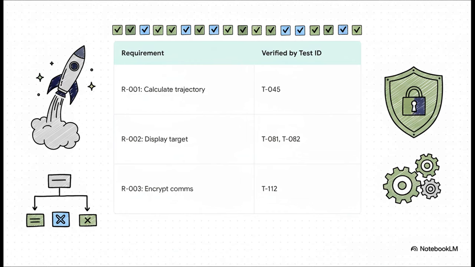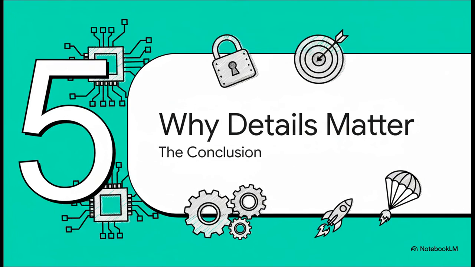What you're seeing here is a simple version. On one side, you've got every single requirement the software has to meet. And on the other, you have the unique ID of the specific test or tests that were designed to prove it. This creates a completely unbroken chain of evidence from the requirement all the way to the proof. It's the ultimate accountability check. So after going through all these layers of detail, the environment, the tests, the schedules, these matrices.